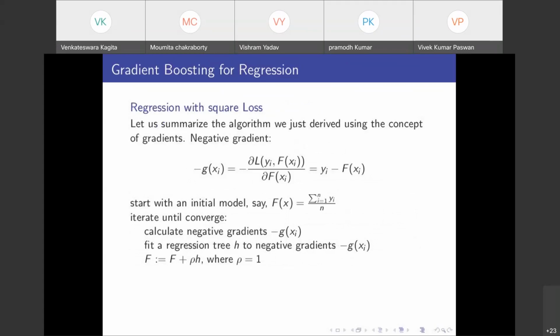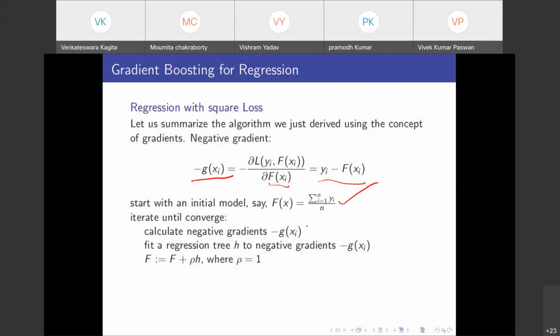Okay, so let us summarize the algorithm we just derived using the concept of gradients. Compute the negative gradient, minus z of xi, which is minus the derivative of the loss function with respect to f of xi, which is equivalent to y minus f of xi. Start with some initial weak model, let's say the average of the individual yi values. So a simple model. Start with some initial model f of xi and iterate until it converges. You repeat this in a loop.